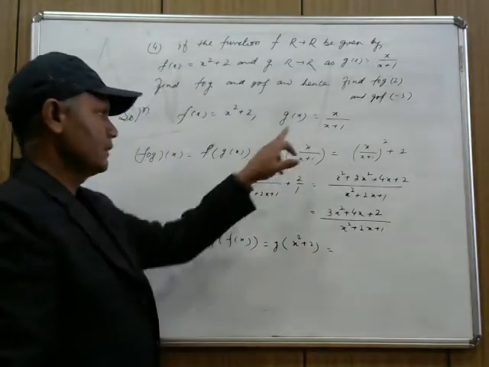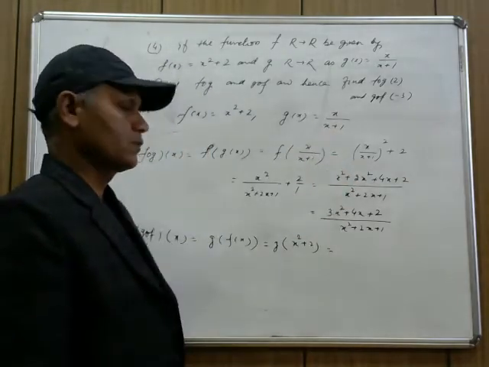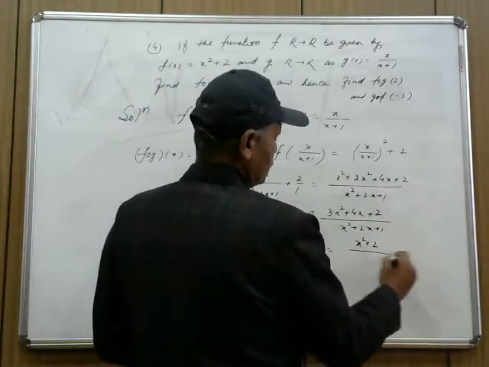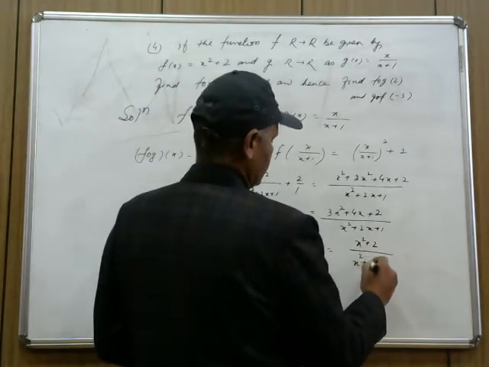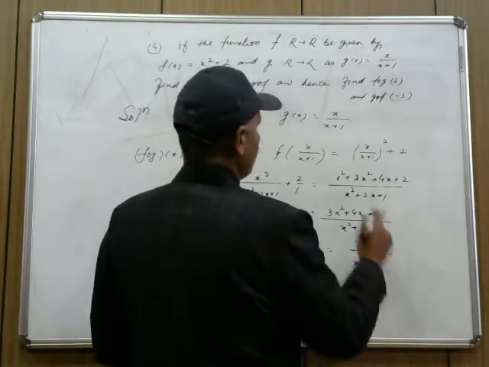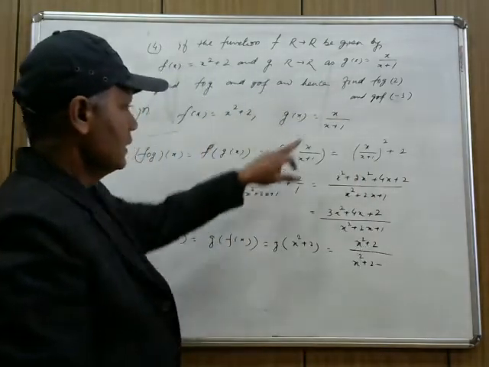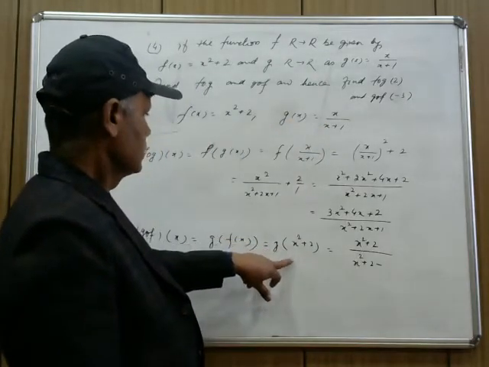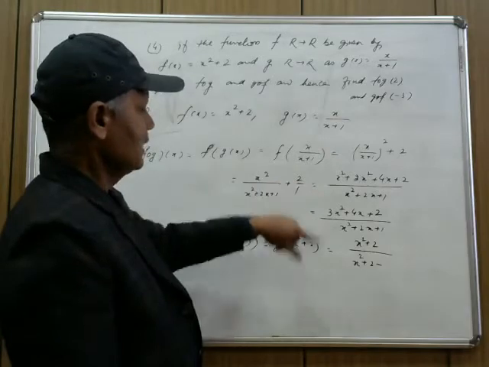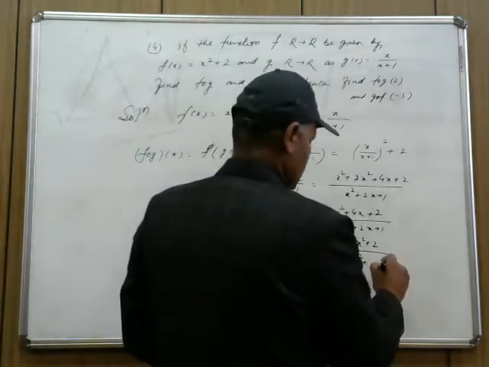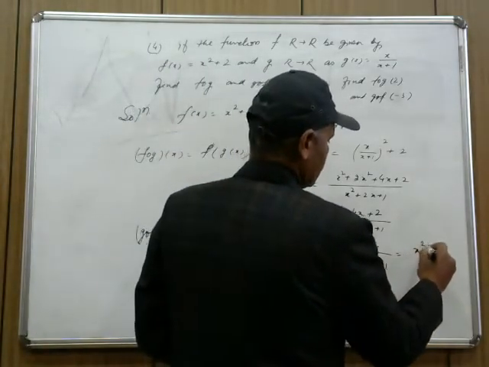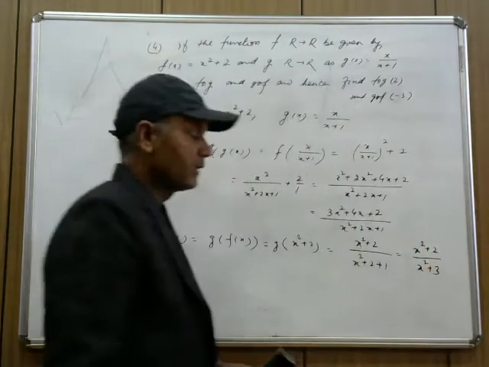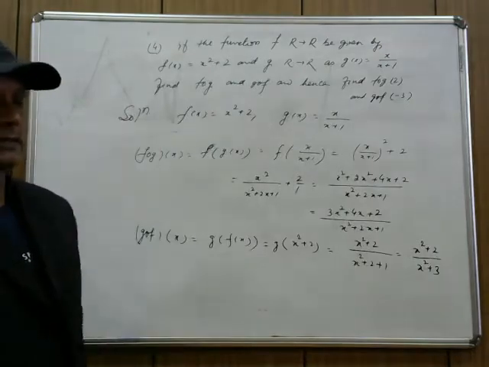Now g of x is equal to x upon x plus 1. Then what will we get now? x square plus 2 whole divided by x square plus 2 plus 1. So now, x square plus 2 upon x square plus 3. This is the value of g of f of x.